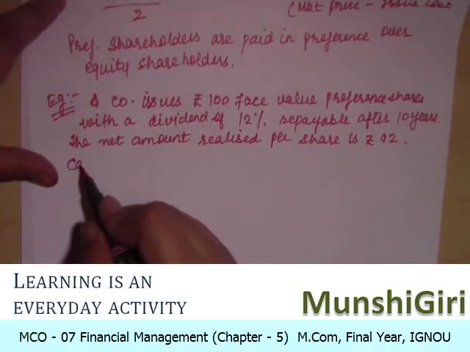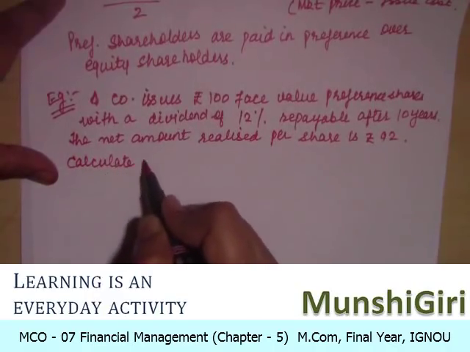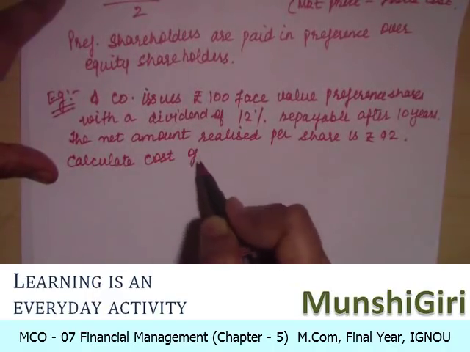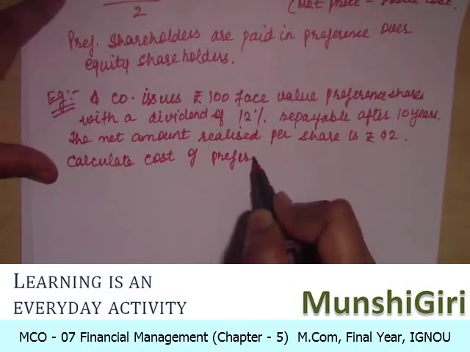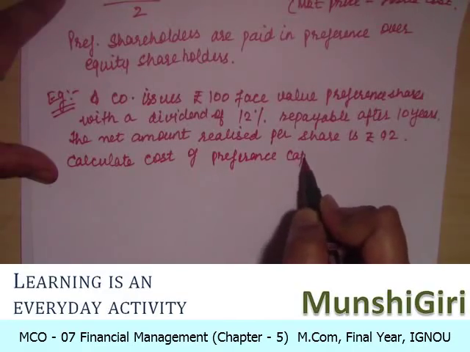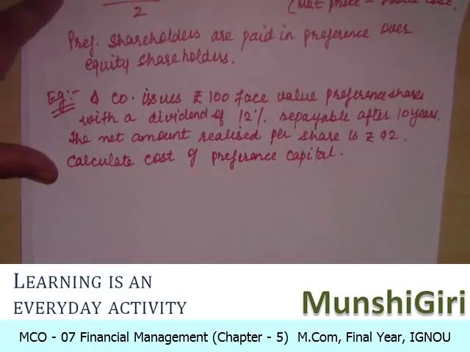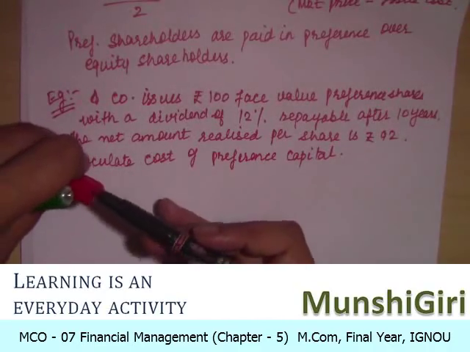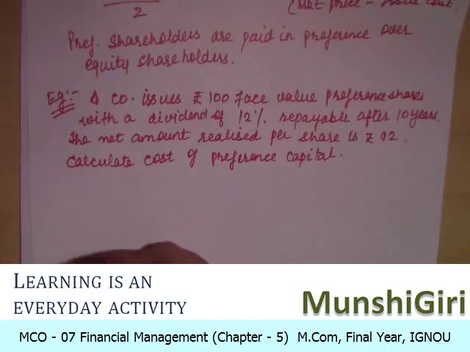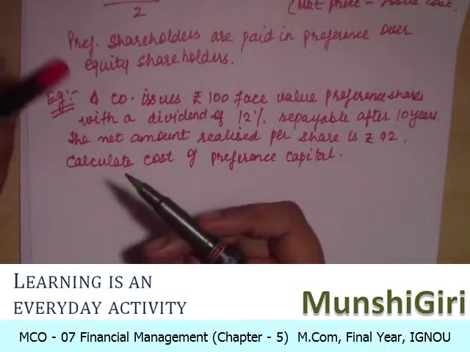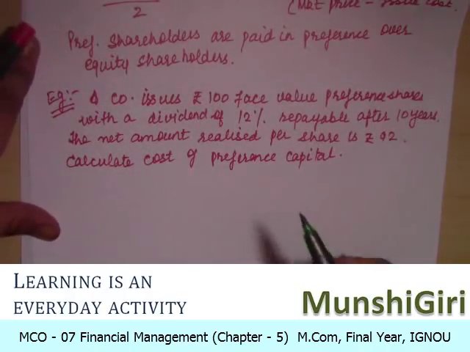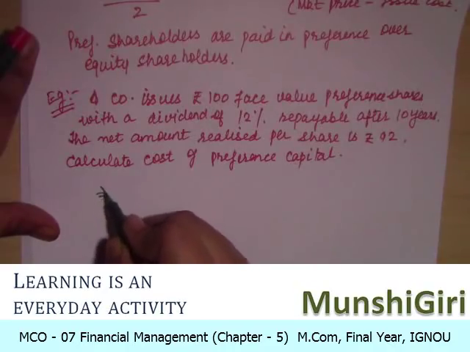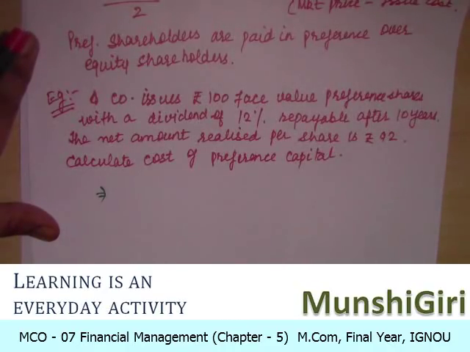Calculate cost of preference capital. We know the formula, we just wrote it down: KP is equal to dividend plus (RV minus NP) divided by life, the whole thing divided by (RV plus NP) divided by 2, into 100. So we'll directly do the question here without writing down the formula.